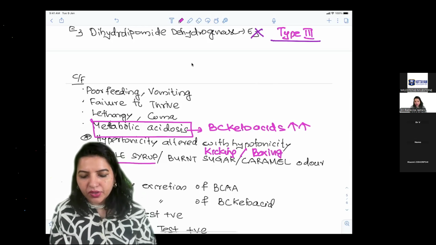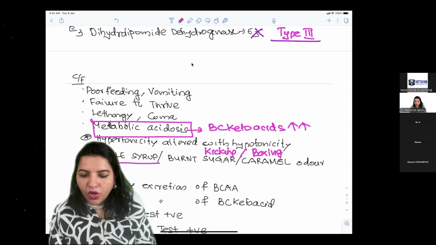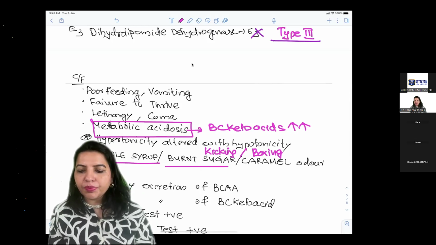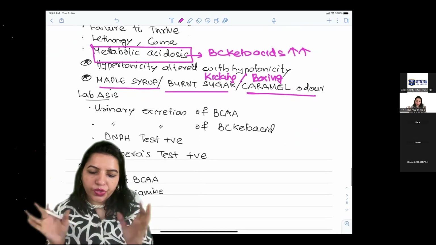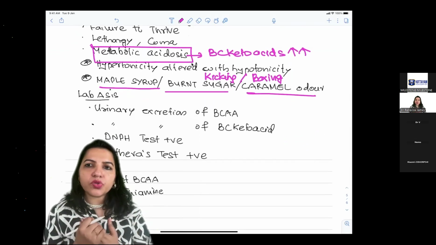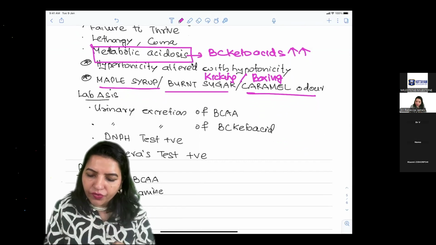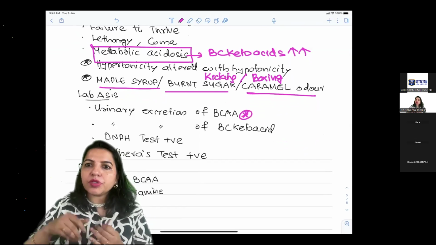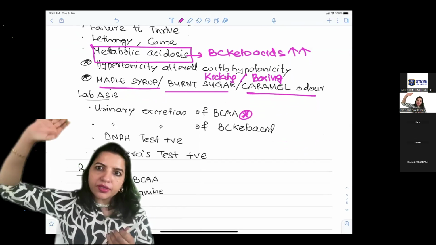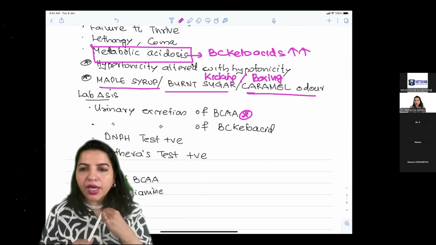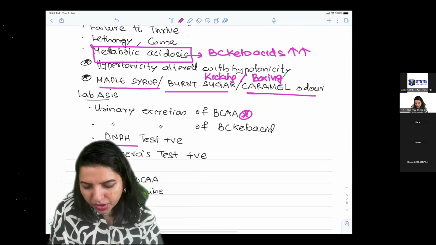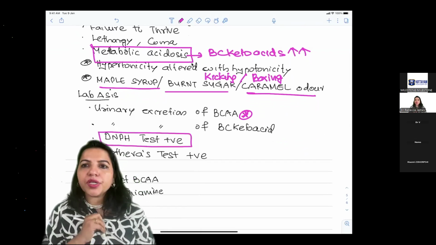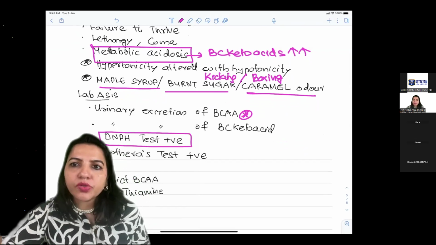Then what is the odor that you can get? Maple syrup, burnt sugar, or caramel odor. Okay, so these are the most important things. Now the rest is very easy to understand. Urinary excretion of branched chain amino acids, because the branched chain keto acids and finally the amino acids can also accumulate. Branched chain amino acid or keto acid. DNPH test is positive. Now I'll ask you another question.